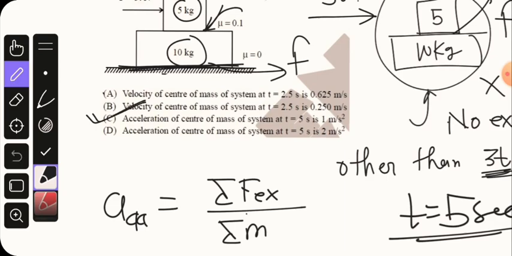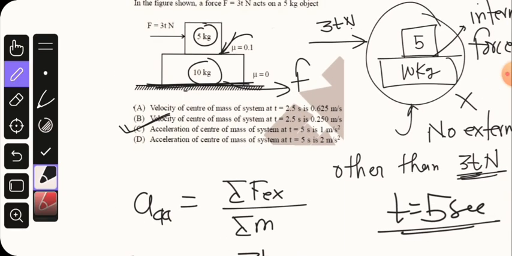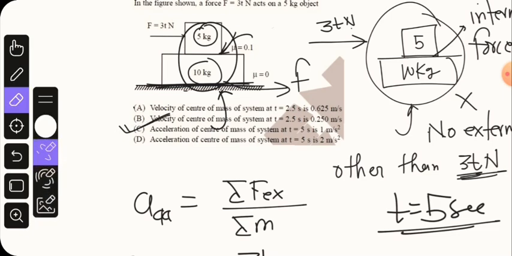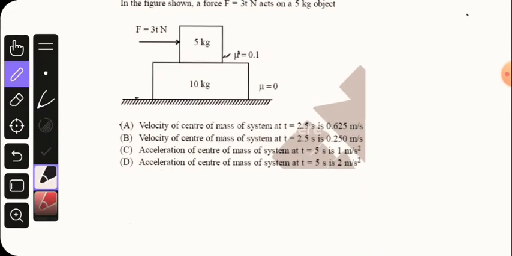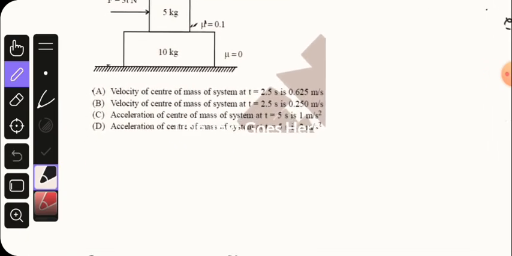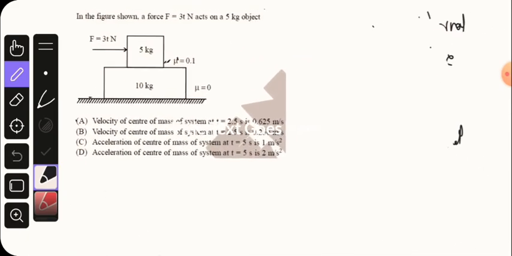Okay, because we are considering the 5 kg and 10 kg blocks as a whole system. Now come to the A and B part. In the A and B part they are interested in finding the velocity of the center of mass. So to find the velocity we will draw the FBD of this.